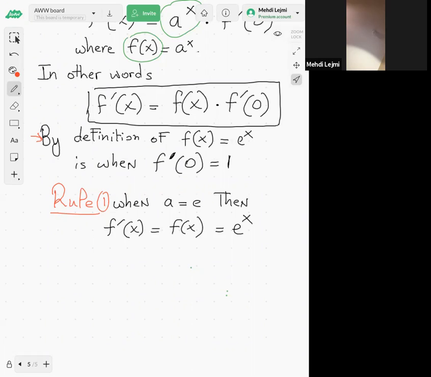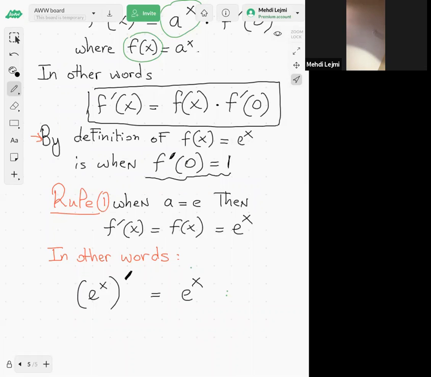In other words, let me just write it down here. The derivative of e to the x is equal to e to the x. Okay, so this is the definition actually of the exponential of x, that the derivative of the function is equal to the function itself. In other words, this f prime of 0 is equal to 1.